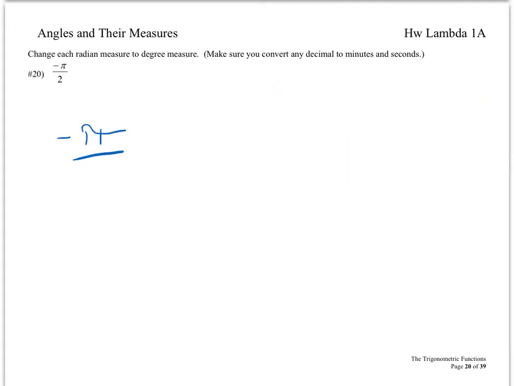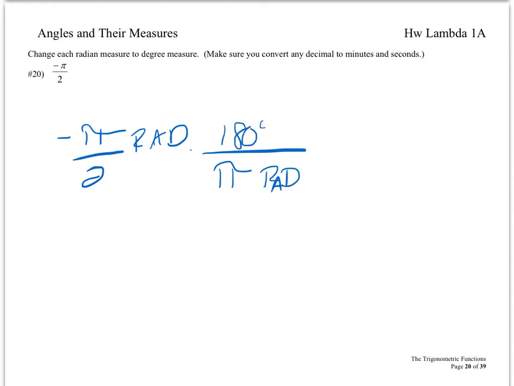Number 20, we have negative pi over 2 radians, just to convert to degrees. So I'm going to multiply it by 180 degrees over pi radians. My pi's cancel, my radians cancel. I'm going to divide both 2 and 180 by 2. End up with negative 90 degrees.